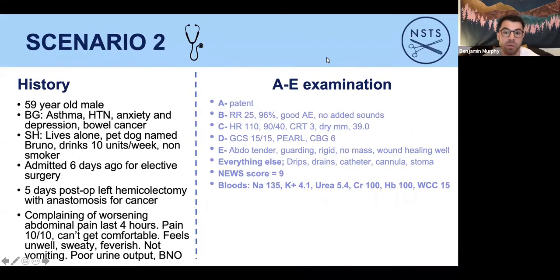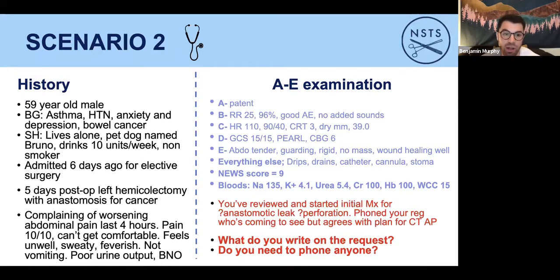Brilliant. So we'll have a practice. This is one of the cases that I used in my last teaching session on abdo pain. So I'll leave the information up. If you were here a couple of weeks ago, you might recognize this history. If not, that's all the information.